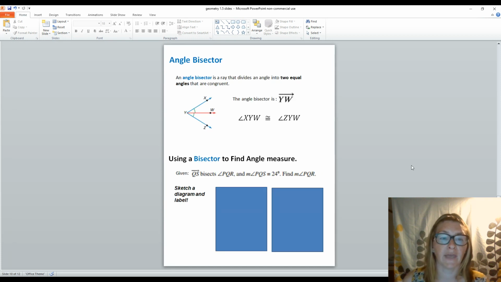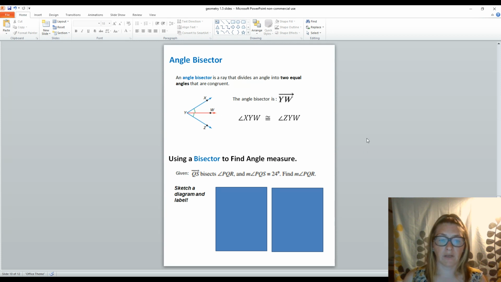A little more vocabulary. We have an angle bisector. An angle bisector is a ray that divides an angle into two equal angles that are congruent. So in my example here, you could see in red, the angle bisector is YW. Remember that we start our ray with its endpoint. And then because it's my angle bisector, I can add those curve markings here. They're just like tick marks. They tell me where things are congruent. So this tells me these two angles are congruent, which allows me to write this statement. I can tell you that XYW is congruent to ZYW.